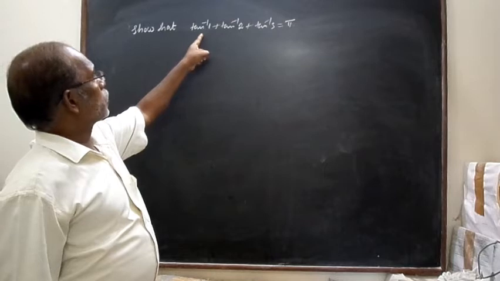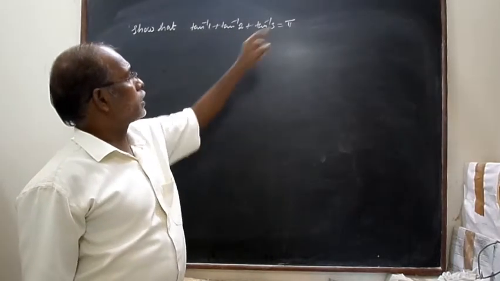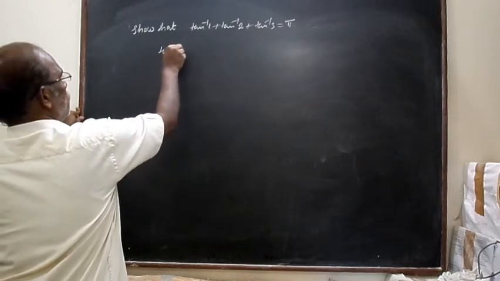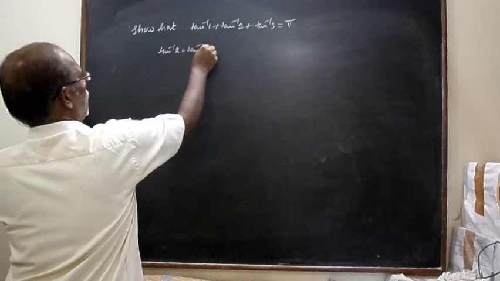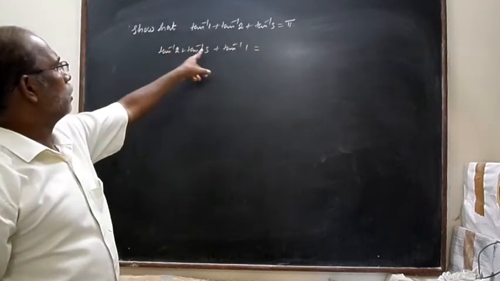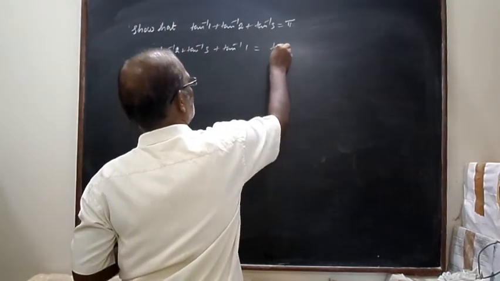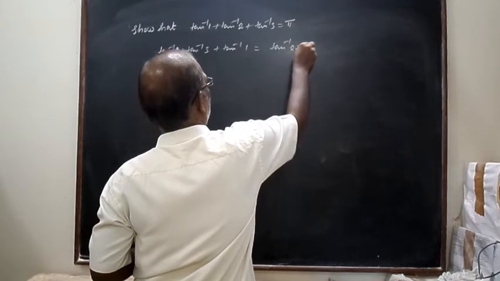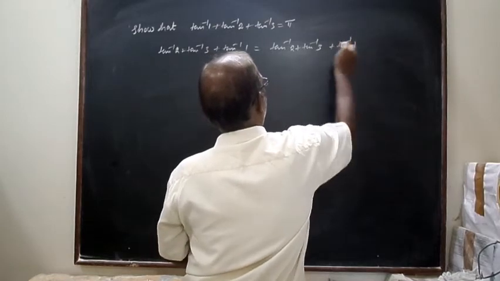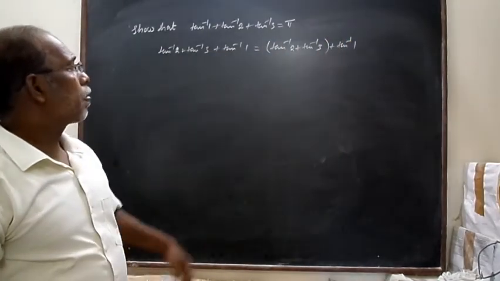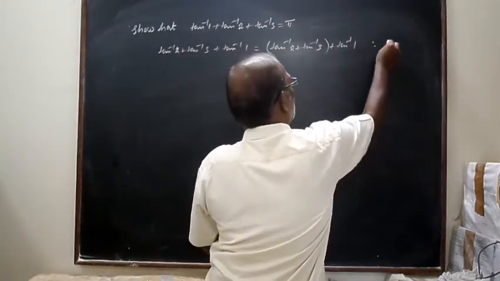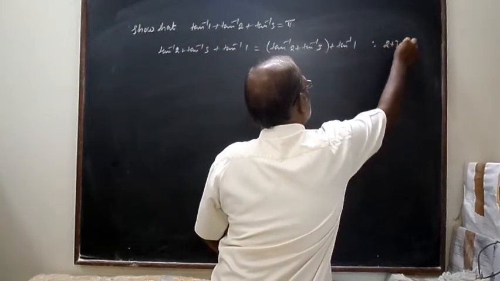Show that tan inverse 1 plus tan inverse 2 plus tan inverse 3 equals pi. We can take tan inverse 2 plus tan inverse 3 plus tan inverse 1. So we can group tan inverse 2 and tan inverse 3 in one group. We apply the associative law. Then tan inverse 2, tan inverse 3 within the bracket, and 2 into 3, 6, is greater than 1.